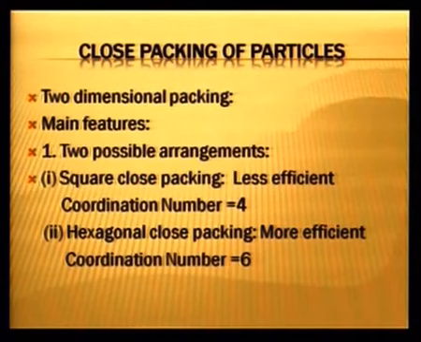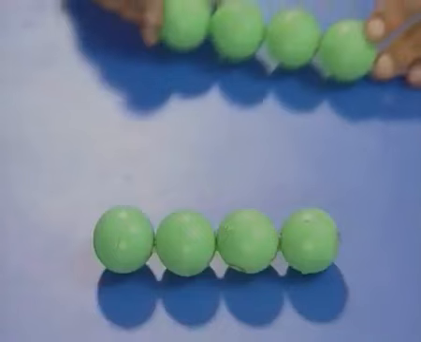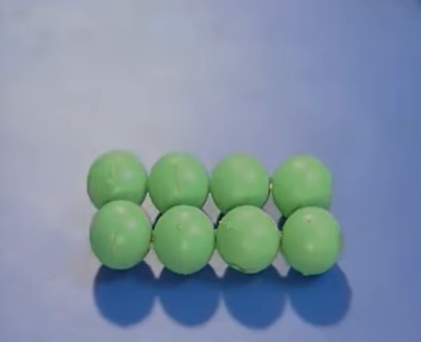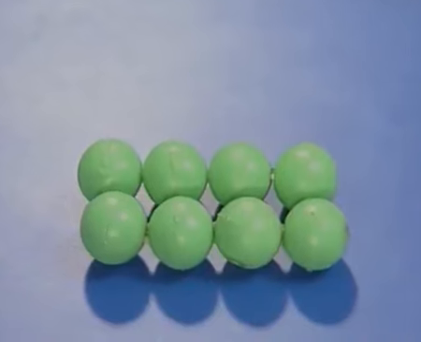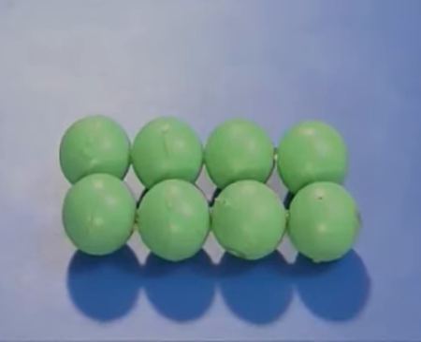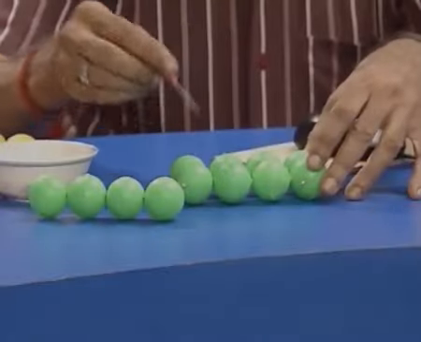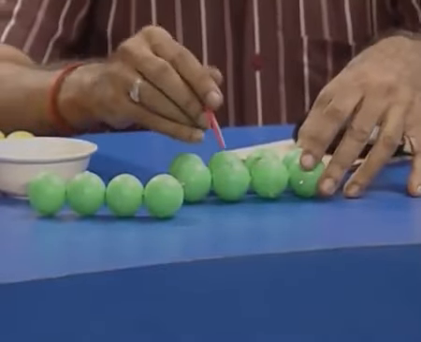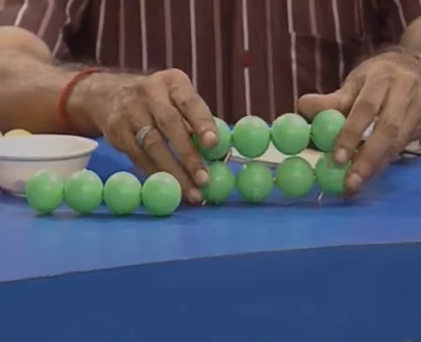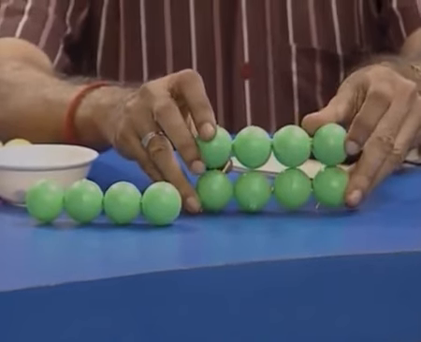In two dimensional packing, once again we can make use of the balls and just have a look at the possible arrangements. We have already seen the one dimensional arrangement, that is a row of particles which are just touching each other. So, we can build up several such rows, and if we join them together, we will get a two dimensional arrangement. There are two possible two dimensional arrangements. One is that we place the second row in a way that particles of the second row are directly in line with particles of the first row. So, they are all aligned. You can just see that particles of one row are exactly above the particles of the second row.